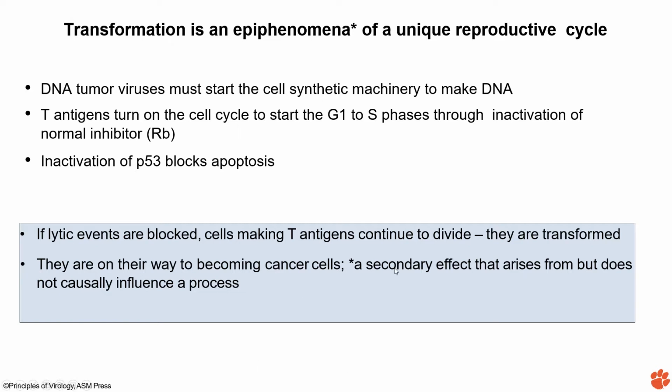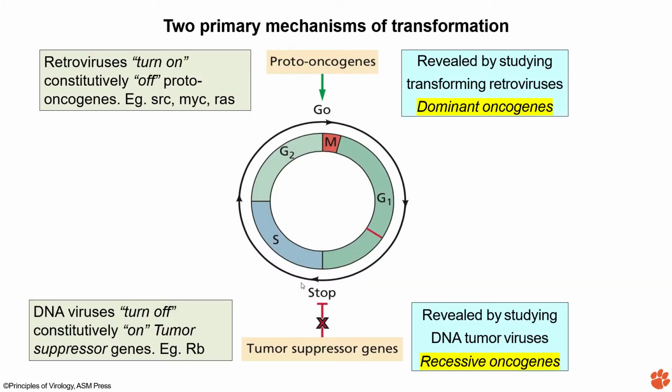Or no, I'll take it back. They're immortal, but not cancerous yet. They cannot invade other tissues. Some secondary effect can happen in some cases where they can invade the other tissues and become cancerous. So it's a whole continuum. And then finally, these are the primary two mechanisms.